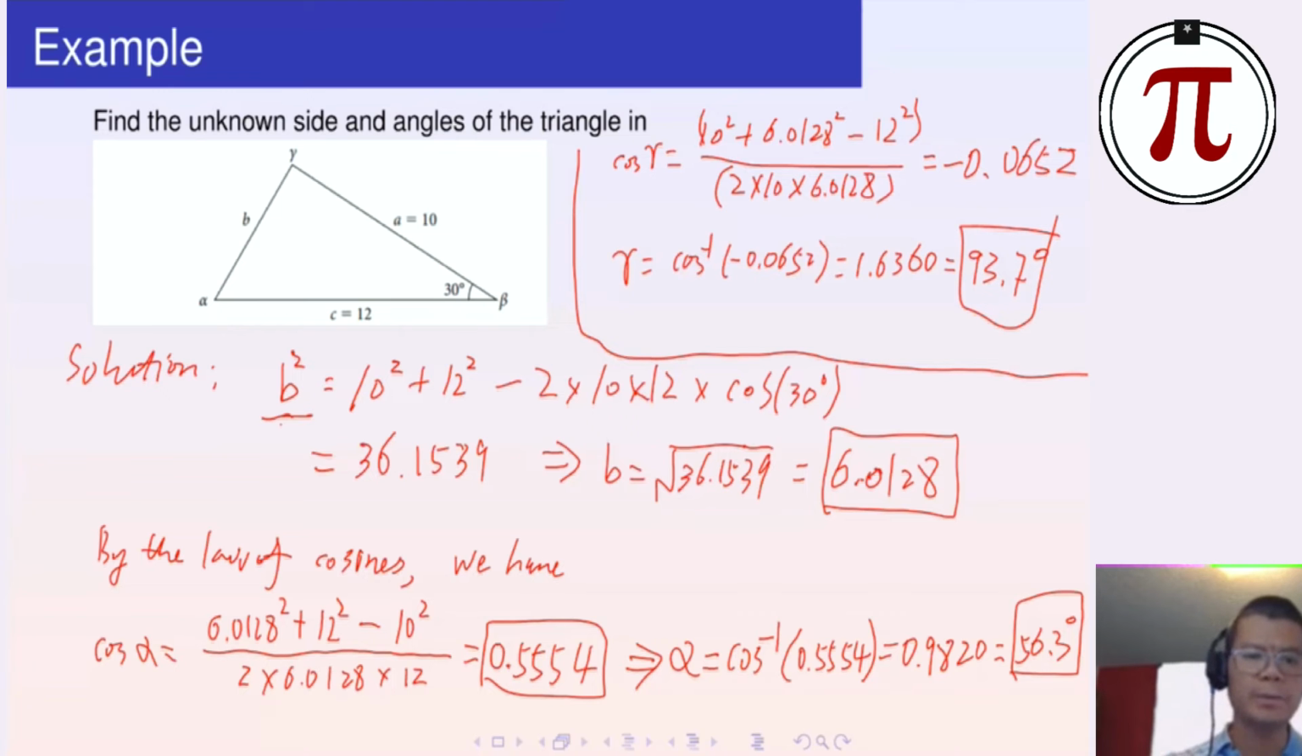Okay, so we got what? Missing the unknown side, b, is found to be 6.0128. Alpha is 56.3, and gamma is 93.7. Right, so everything is known now. Good.